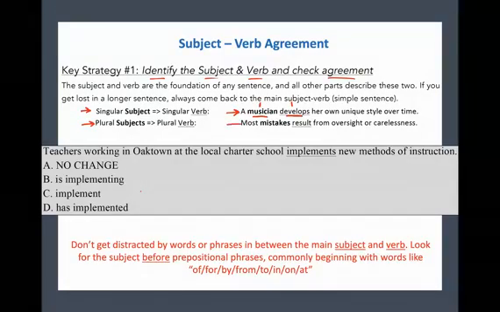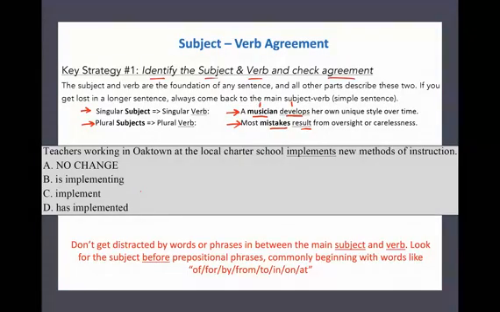In the second example, we have a plural subject. Most mistakes result from oversight and carelessness. So I would say mistakes result, not mistakes results, right? You can hear the agreement if you state the subject and verb together. But be careful. There's a few things we need to look out for. Let's look at this first example I have up. Teachers working in Oaktown at the local charter school implements new methods of instruction.